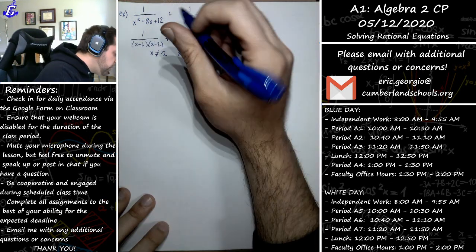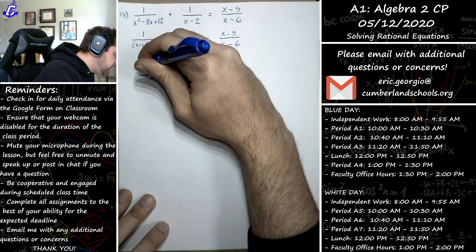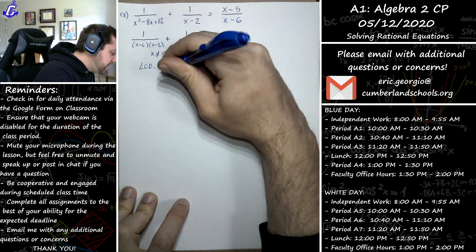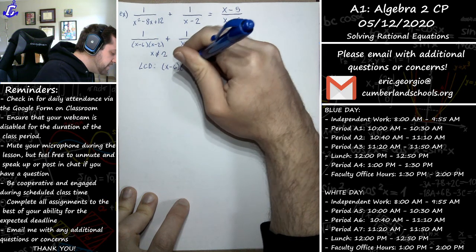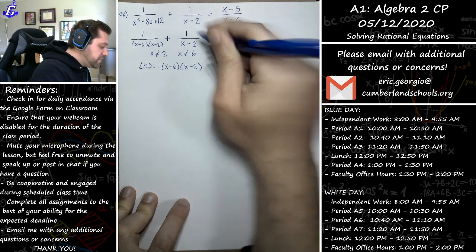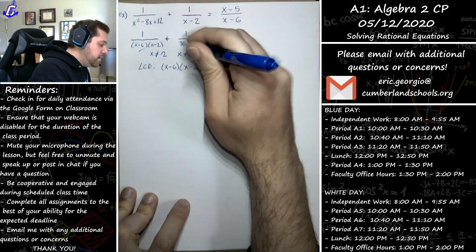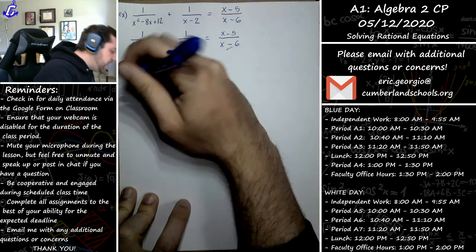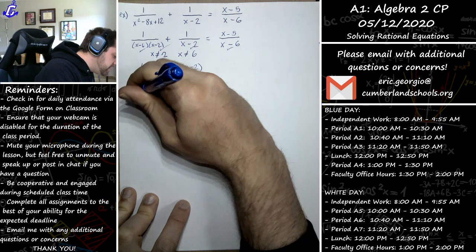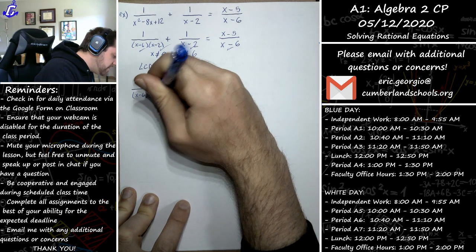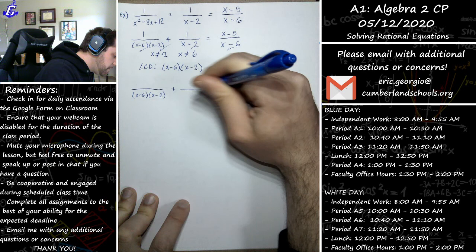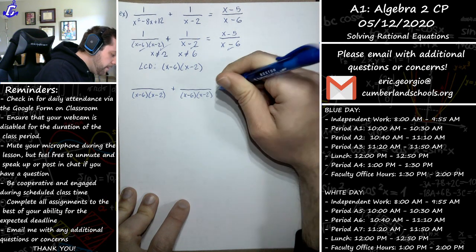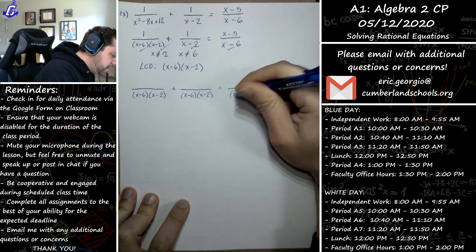Now I go forth and find my least common denominator. My least common denominator in this problem would be x minus 6 times x minus 2. I need a factor of x minus 6 to make this happy and this happy. I need a factor of x minus 2 to make those two things happy. I'd now like everything to look like that least common denominator, x minus 6 times x minus 2, plus x minus 6 times x minus 2 equals x minus 6.